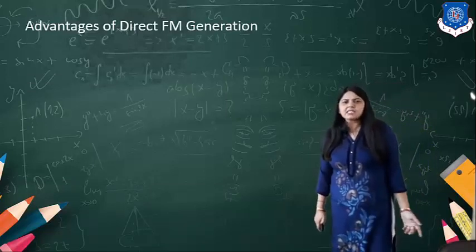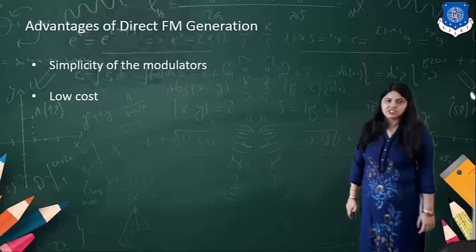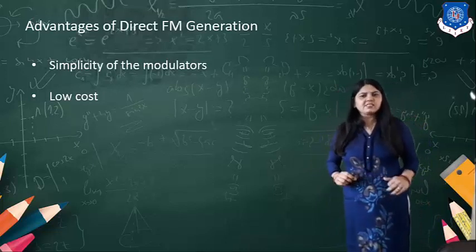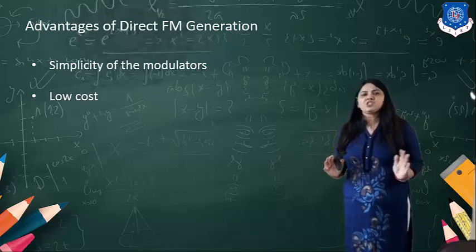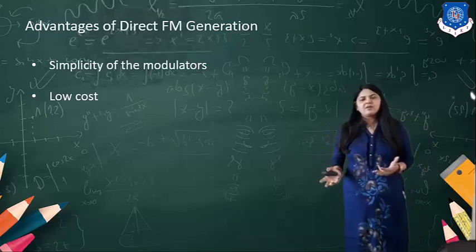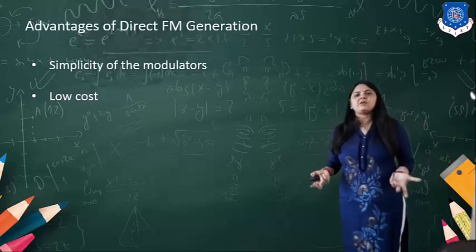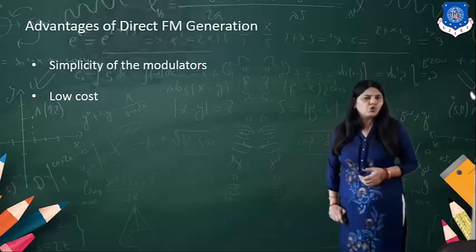Now, what are the advantages of direct FM generation? As we have seen in detail, this is a very simple kind of modulator. Only by changing the reactance parameter, we are able to change the oscillator frequency and we can produce the FM wave. Another thing is the low cost.